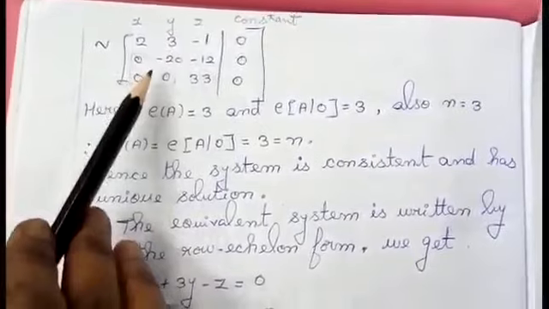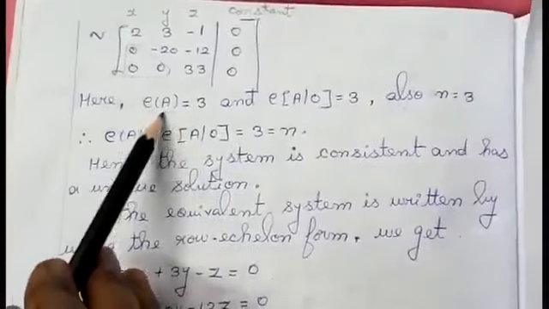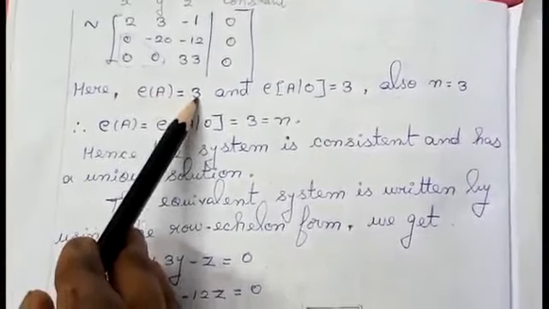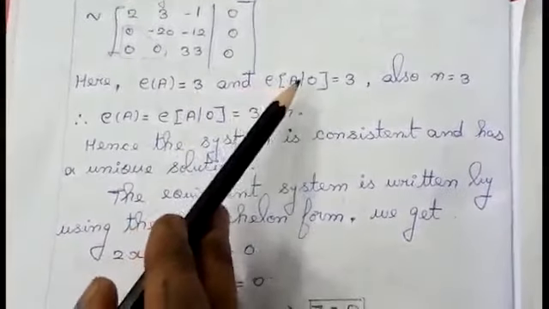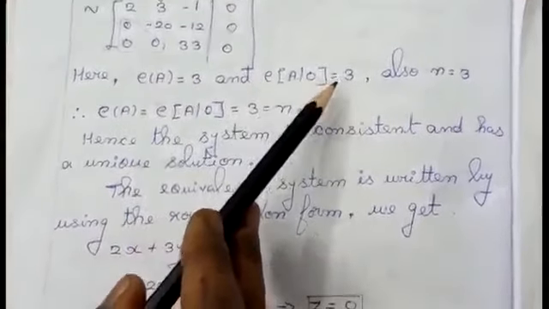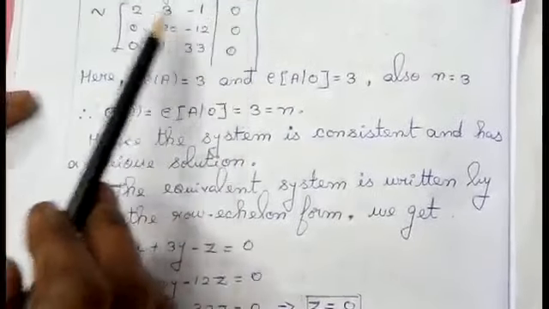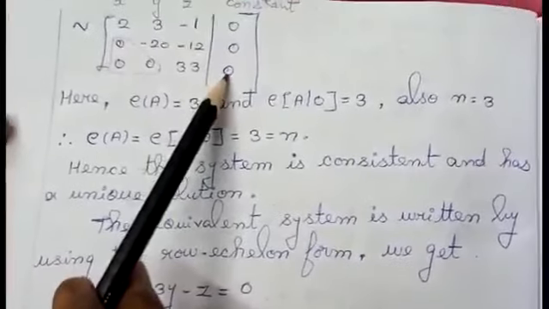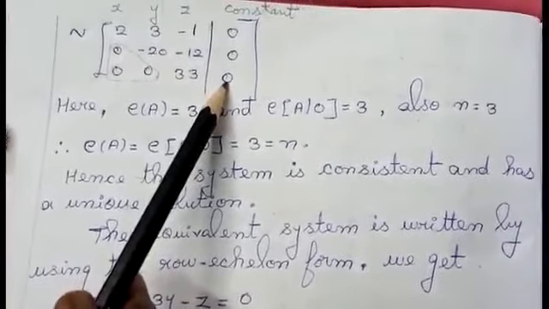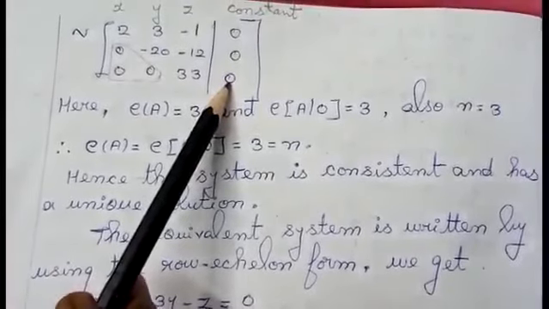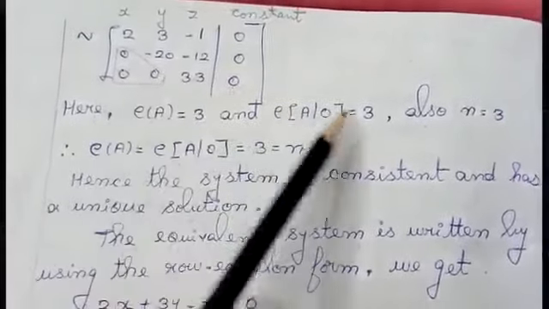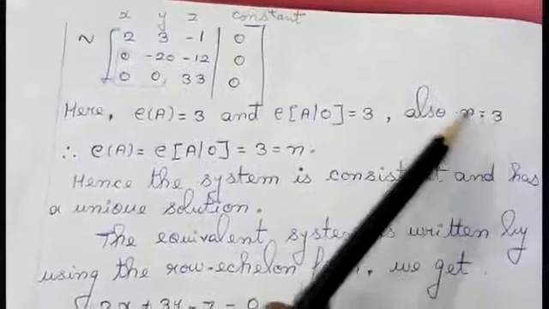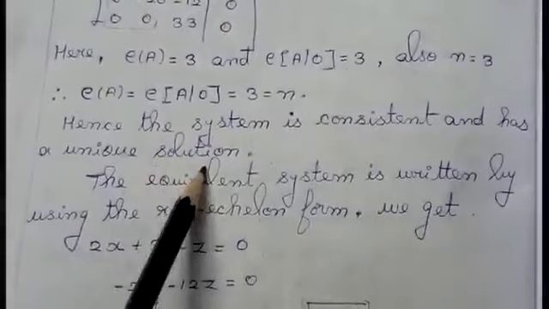Finally, I am getting the row echelon form. As usual, same procedure. Check the rank of A. I am getting the rank of A equal to 3. Rank of augmented matrix AO is also 3. While you are checking the augmented matrix, see here: first row I am having an element, second row also, third row also. Because of the 0, don't think that the rank of A will be different from the rank of the augmented matrix. Rank of augmented matrix is also 3, and n equals 3. So all three are equal. Hence the system is consistent and has a unique solution.